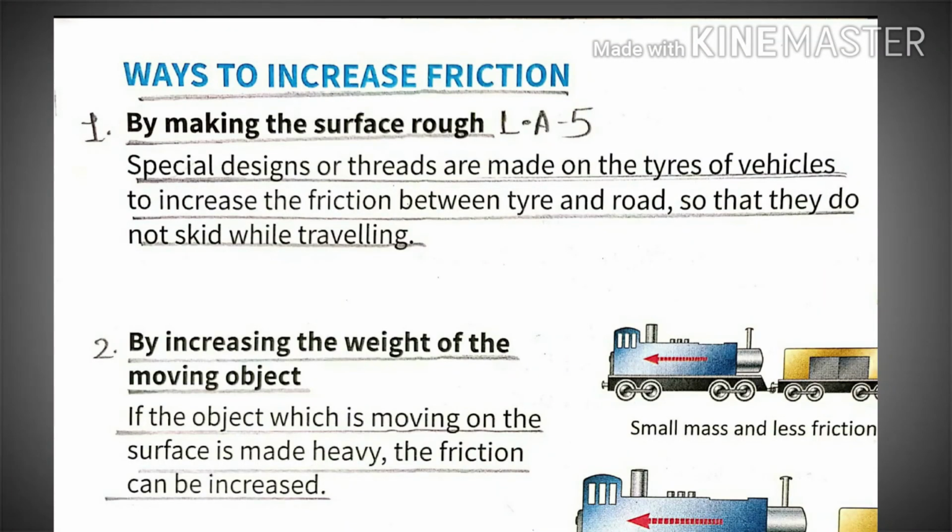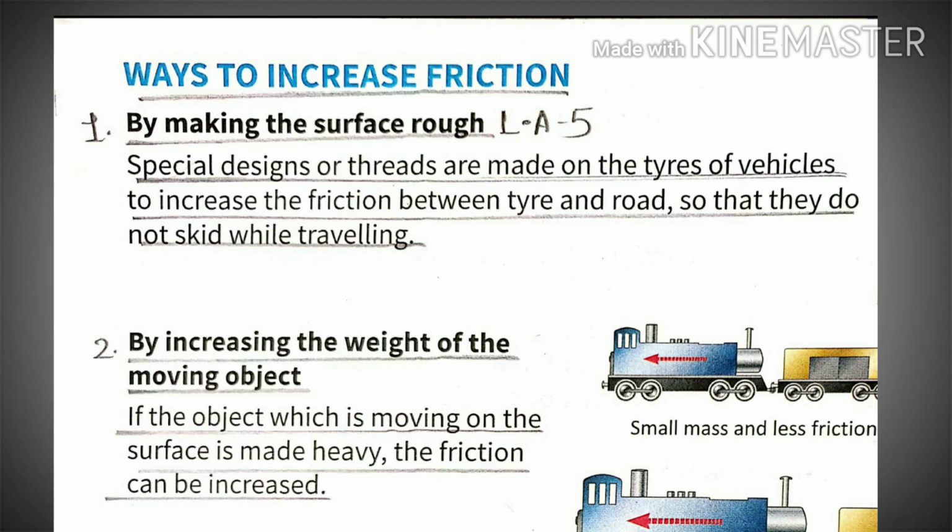So what is question number 5? How can we increase friction between the two surfaces? See the answer. Ways to increase friction. First point, by making the surface rough. Special designs or threads are made on the tire of wheels to increase friction between tire and road so that they do not skid while traveling.